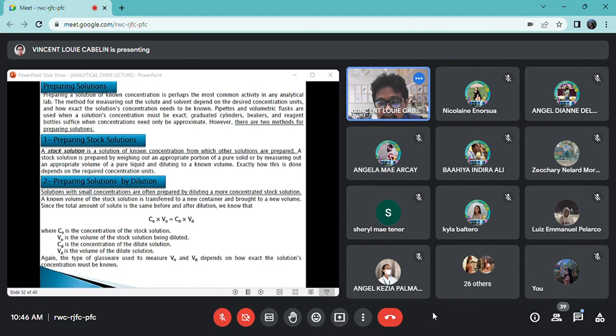Now, the method for measuring a solute and solvent depends on the desired concentration units and how exact the solution's concentration needs to be. Okay? So what is your concentration unit? Would it be in molarity, in normality? Of course, you know that.